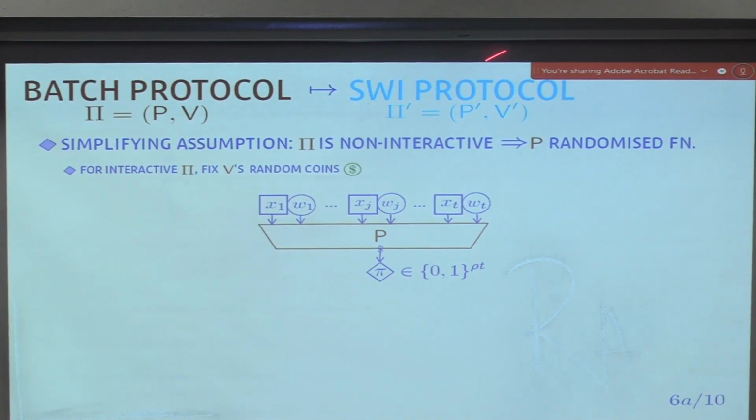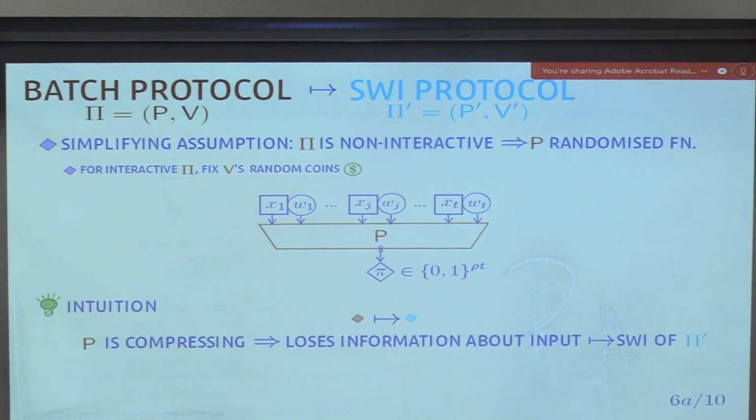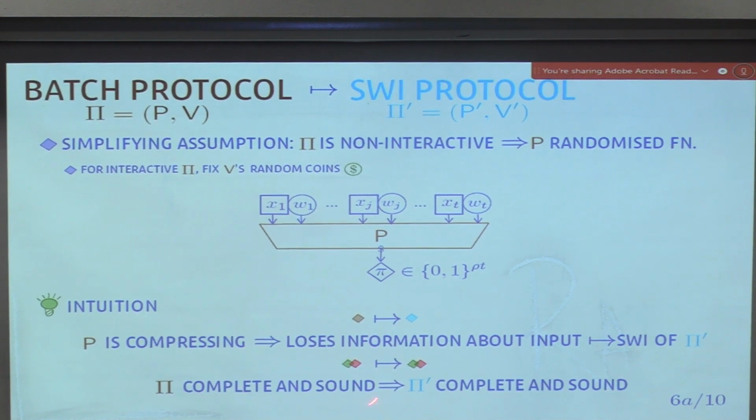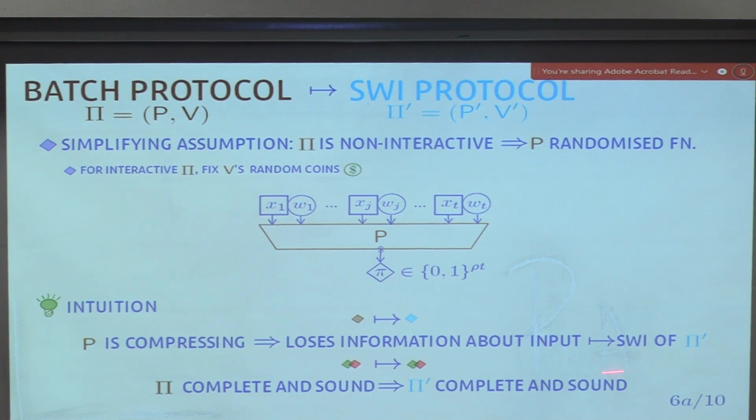It's not very difficult to go to the interactive setting. The intuition why this holds is the following. Since P is compressing, the prover is in some sense losing information about the input, and this is what we will exploit to show SWI, witness indistinguishability. The soundness and correctness of the underlying protocol translate nicely to the soundness and completeness of the SWI protocol. So this is the interesting part.